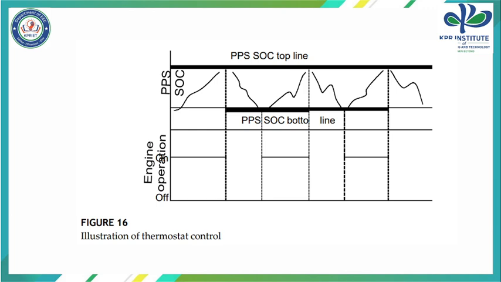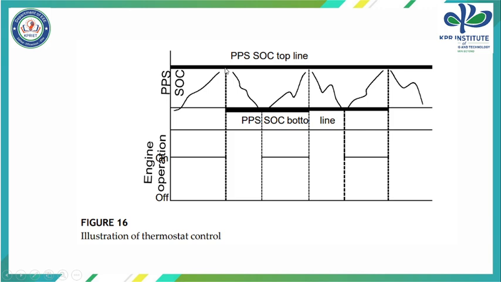You can see here we have an engine operation. It is mentioned as on and off operation. Here we have a peaking power source, denoted between the peaking power source SOC top line and the peaking power source SOC bottom line. Whenever the engine is on, the peaking power source SOC is going to be charged, which means the battery is going to be charged to the top line. Once it reaches the top line, the engine generator is turned off. Once it reaches the maximum level, the engine generator is turned off.